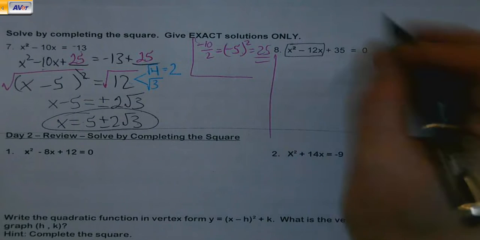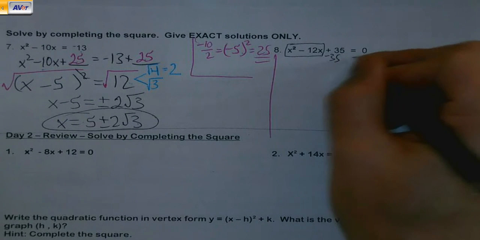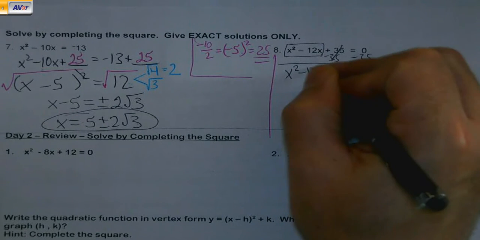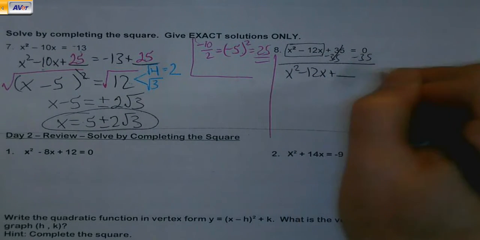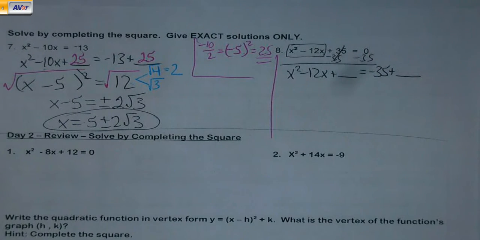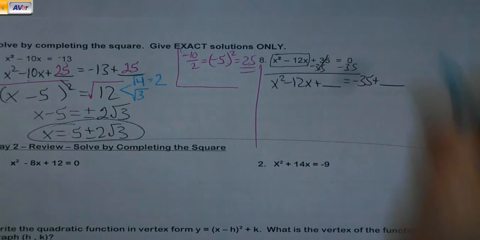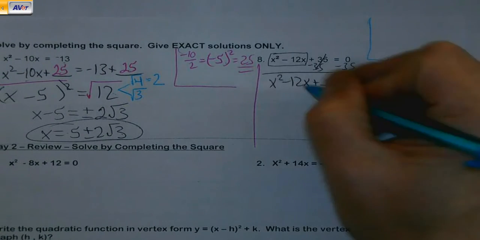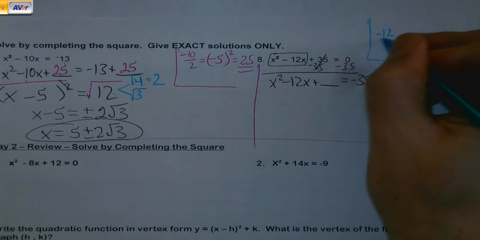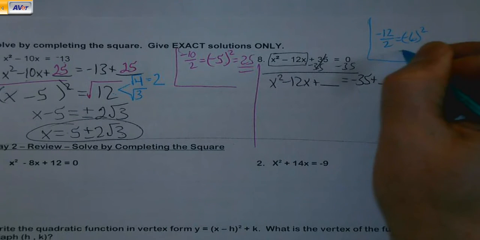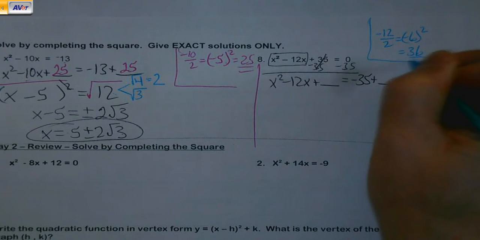All right, x is not alone this time. Got to fix that. Once we have our x's alone, we go into blank mode. Do my little bit of scratch work here. Take my b, divide it by 2, and square it.